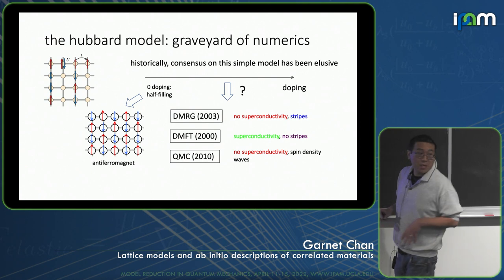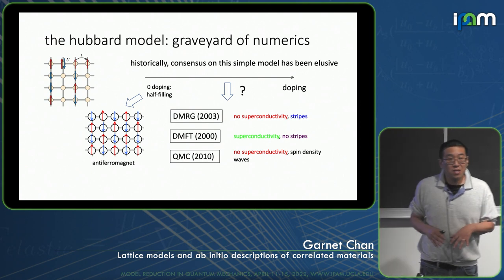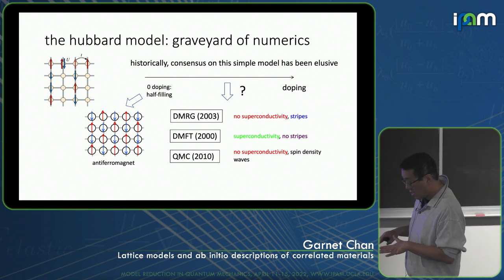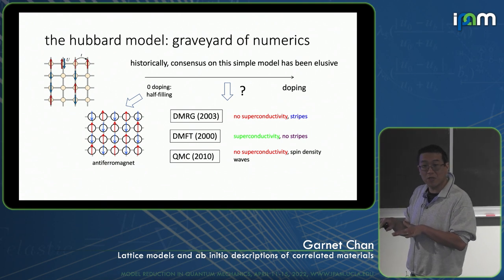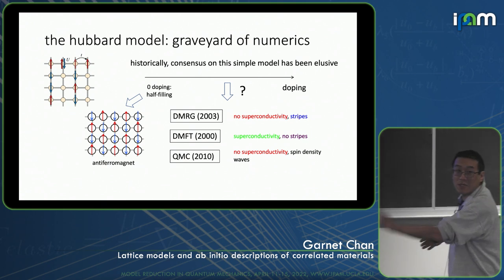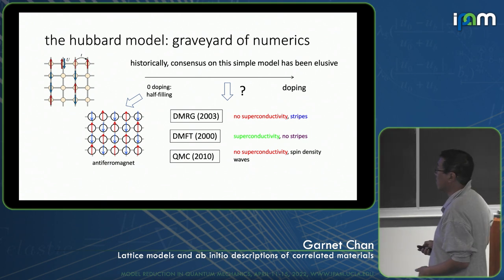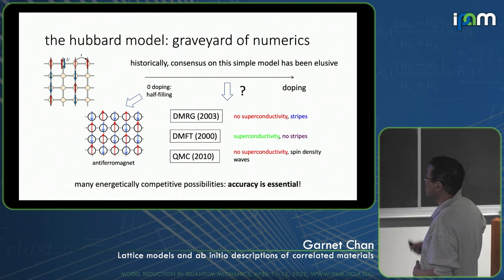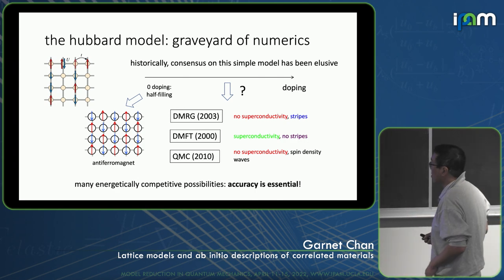The reason why you see so many different things is because in this model, there are many competing states, and the energy scale of competition is very small. So if you make a particular numerical approximation, you will bias yourself perhaps to one state versus another. So achieving a high accuracy is essential.